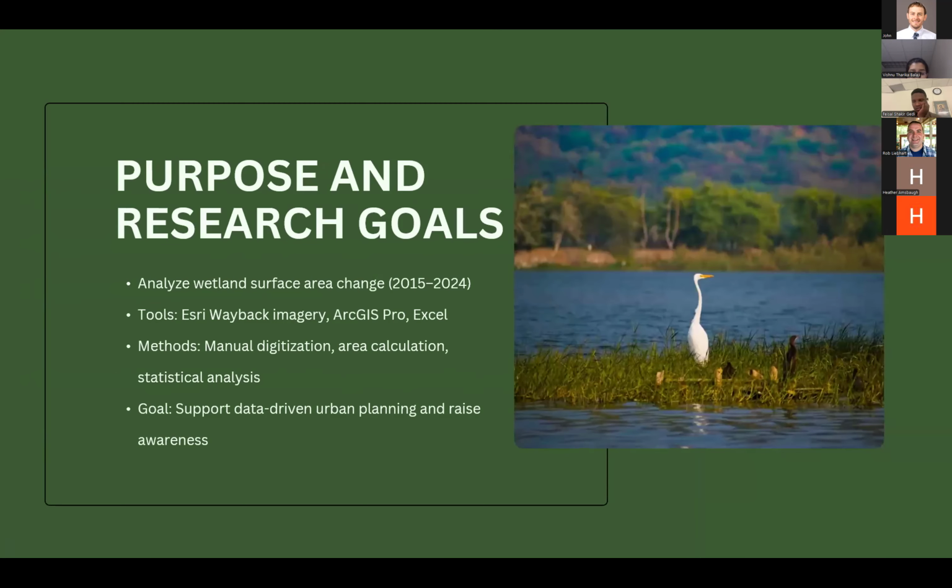Moving on to purpose and research. The objective of this project was to analyze how major wetlands in Chennai changed in surface area between the year 2015 and 2024. My approach was to use Esri Wayback historical imagery and manually delineate these wetland boundaries for each year, and further calculate these areas annually, and then use some statistical tools to further analyze the severity of these losses. Ultimately, this work is intended to raise awareness about Chennai's environmental fragility.